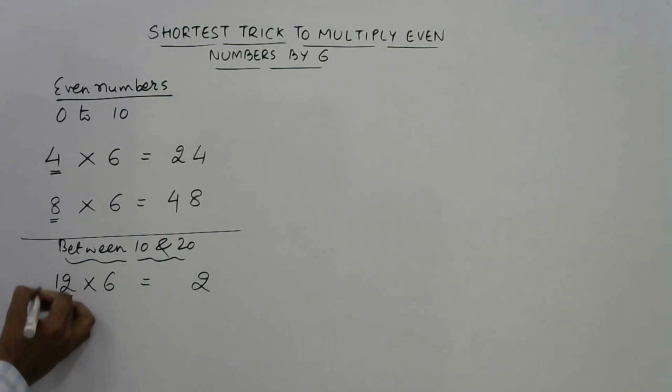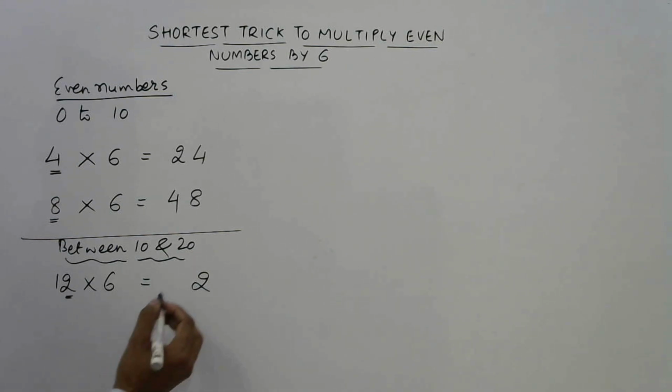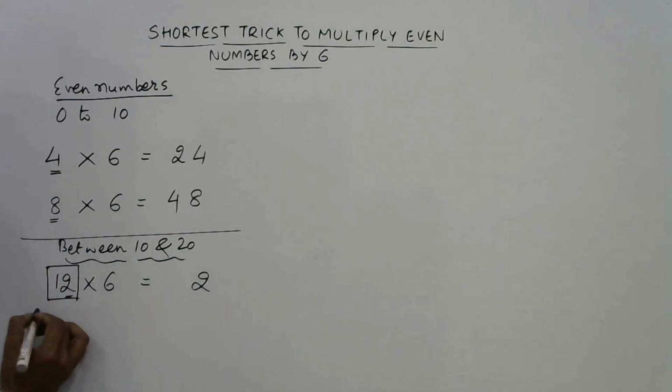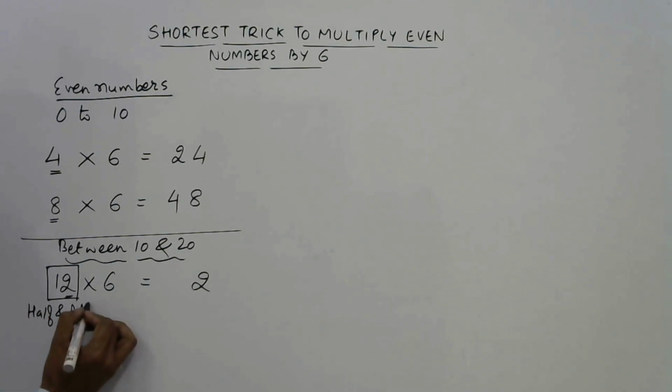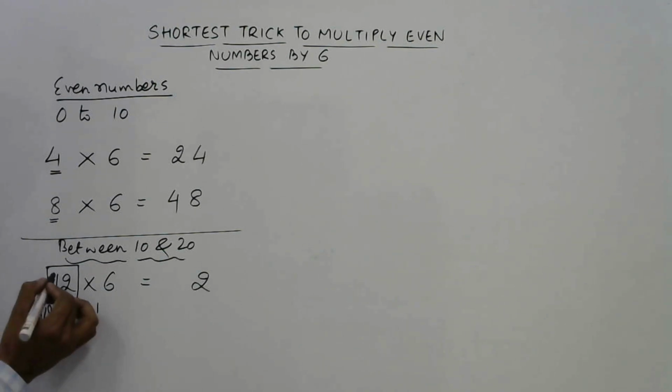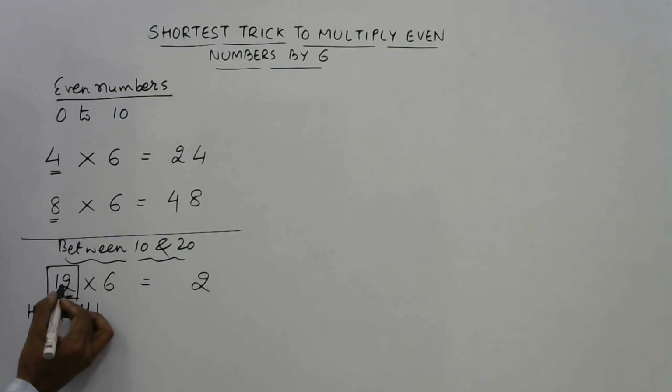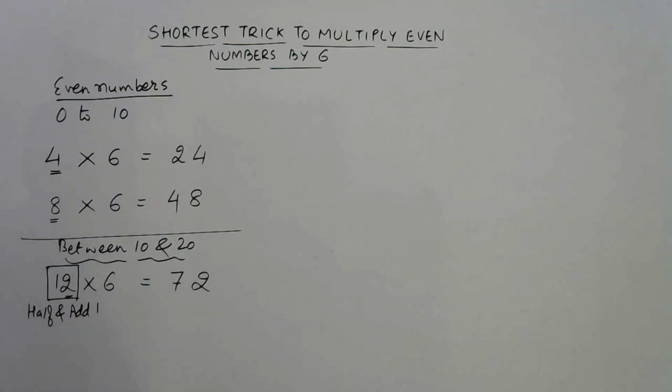Just add the tens digit. So I'll write the rule here. For obtaining the tens place here, you need to half and add 1. 1 is the tens digit here. So half and add 1. Half of 12 is 6. 6 plus 1 is 7. So you obtain 7, which is the answer, 72.